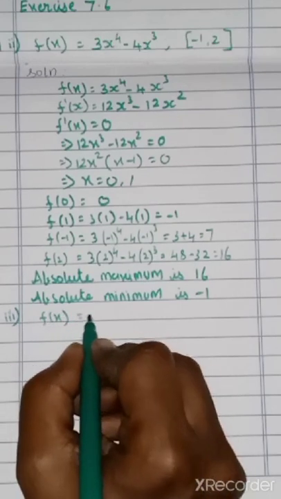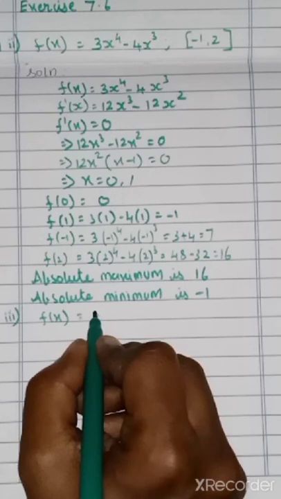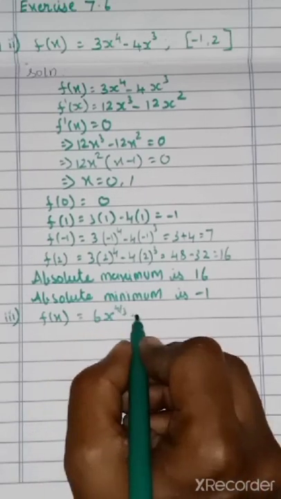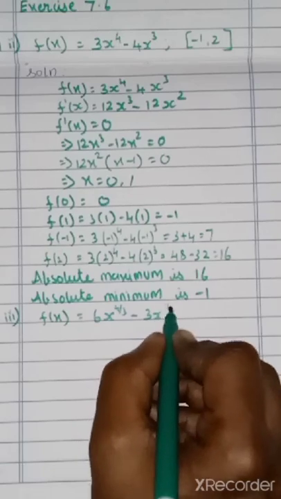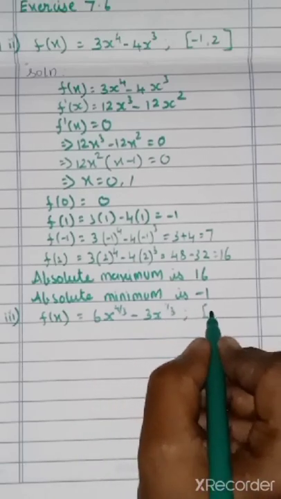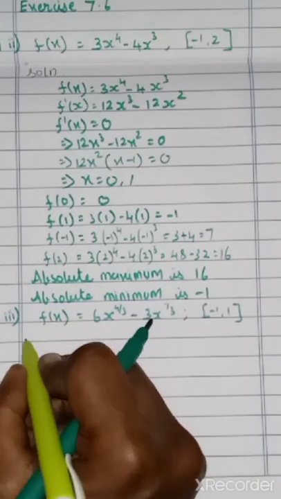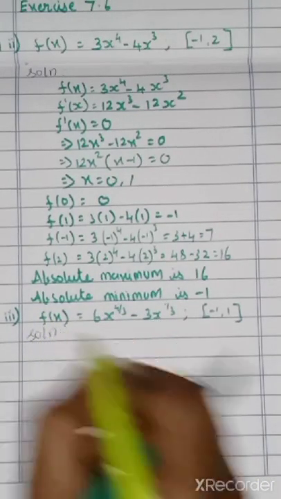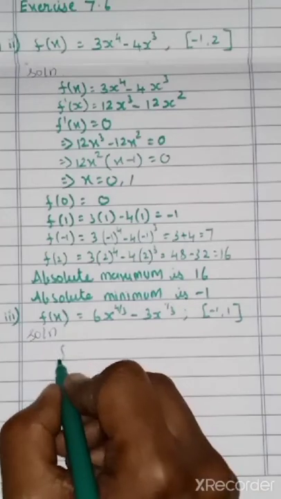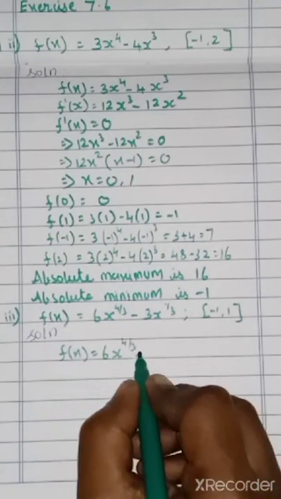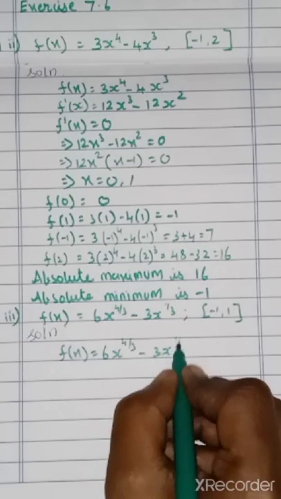f of x equal to 6x power 4 by 3 minus 3x power 1 by 3, and the interval is given as minus 1 comma 1. Okay, so let's see the solution. Now what is f of x given? 6x power 4 by 3 minus 3x power 1 by 3.